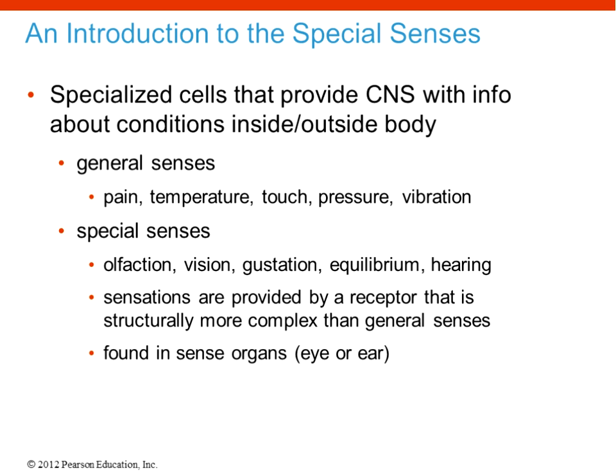The general senses, right, things like pain, temperature, touch, pressure, vibration, etc., are provided by more generic nerve endings that can respond to those sensations and send them into the body. Special senses, like vision and hearing, which are the things that we'll be focusing on, are provided by a sensory receptor that is much more complex than the general sensory system. So the eye and the ear are great examples of those. As we'll see, these are much more complex than just a general nerve ending like in your hand, for example, and that's what we want to look at in this chapter.